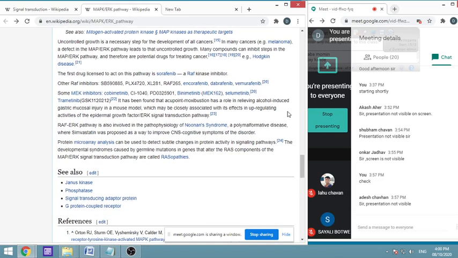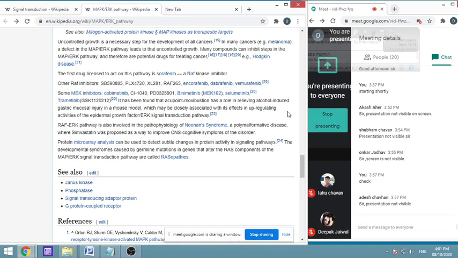So there is a variety of drugs. These drugs are found to be comparatively better. They are safe. They are more effective. The only thing is these are now under patent, and till that period they will be very costly. This RAF ERK pathway is also involved in the pathophysiology of Noonan syndrome, which is a polymalformative disease. And earlier simvastatin was proposed to do the job, but then other drugs are still being used.